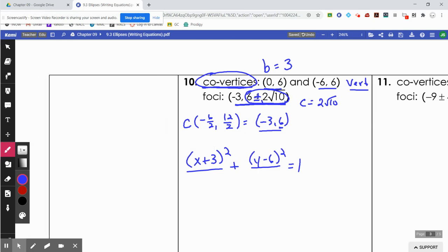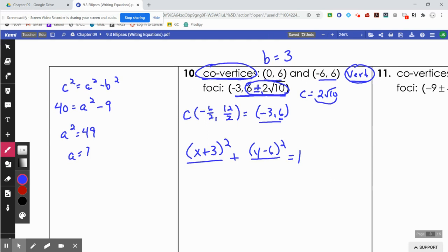So therefore, we know that C squared is A squared minus B squared. To square this, we're going to square each piece. That's 4 times 10, which is 40, is equal to a squared minus 9. So that means that a squared has to be 49, so a is 7. Since it's a vertical, your larger number goes under the y, so a squared, which is 49, goes under y. B squared, which is 9, goes under the x.